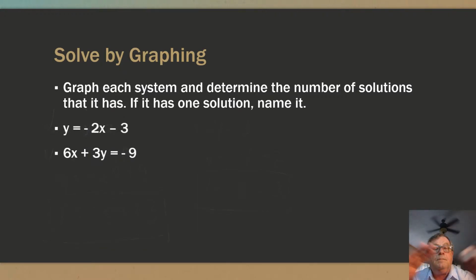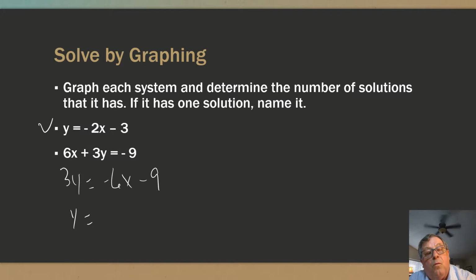All right, so here we've got y equals negative 2x minus 3, and 6x plus 3y equals negative 9. Well, I don't have to do anything to this first equation. It's already in slope-intercept form. But let's work on this second equation next. So I'm going to subtract 6x from both sides. So I've got 3y now equals negative 6x minus 9. And we're going to divide everything by 3 to isolate the y. And so negative 6 divided by 3 is negative 2x. And negative 9 divided by 3 is negative 3.